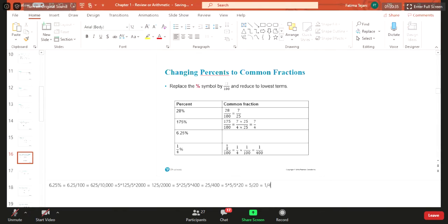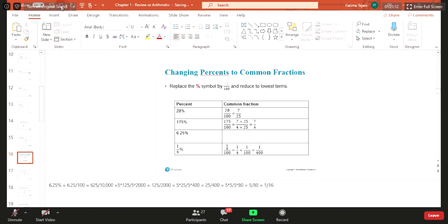So that's going to be 5 over 80. Can you further divide it? 1 divided by 5 ones are 5, and 80 divided by 5 is 16. So 1 over 16. Can you make it? Yes. Let's try doing that. Yeah, it's true. 1 over 16.